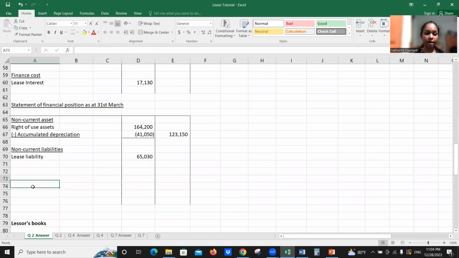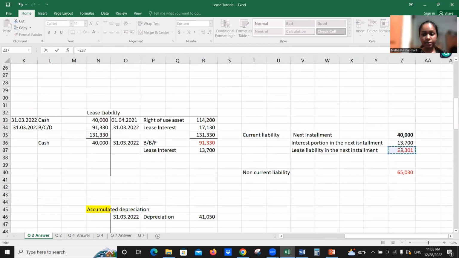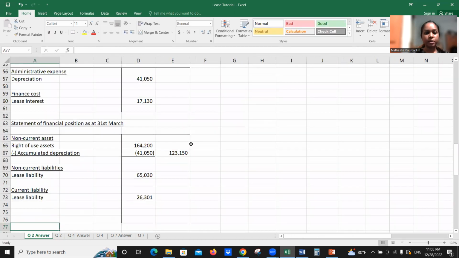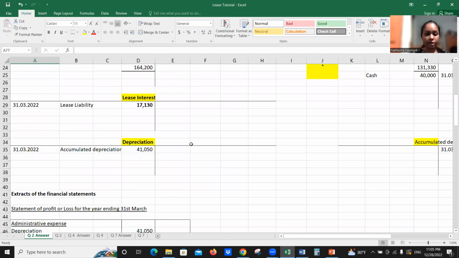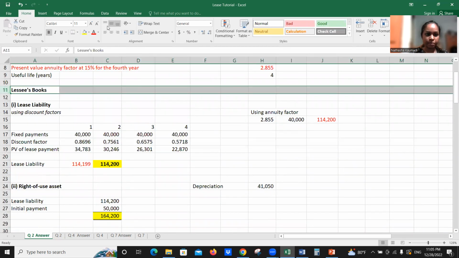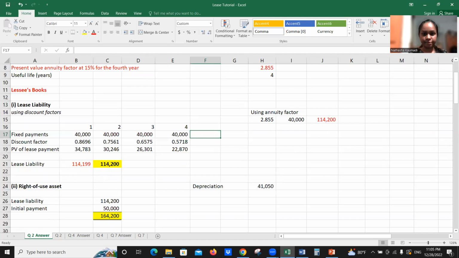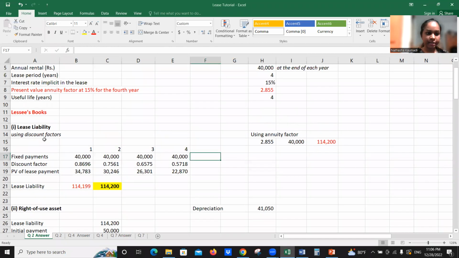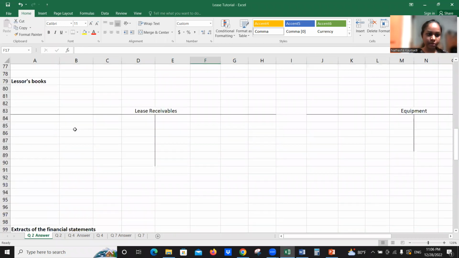And then we have the current liability. Current liability is again lease liability. Current portion is 26,301. Okay, so this is how you record transactions in lessee's books. This is how you do the transactions, record the transactions, and prepare the extracts of the financial statements in lessee's books. We are done with the lessee's books. Now we are moving to the next part, lessor's books.